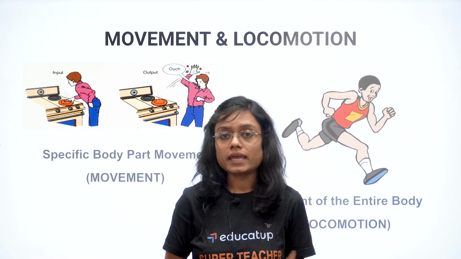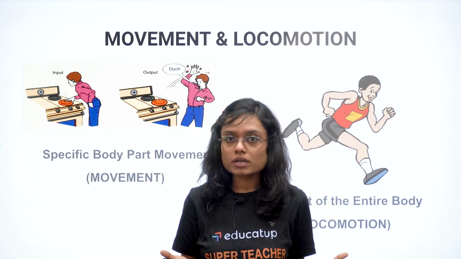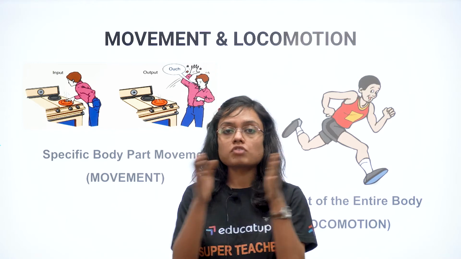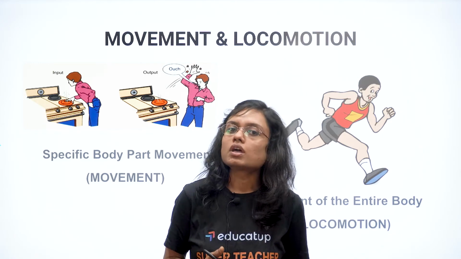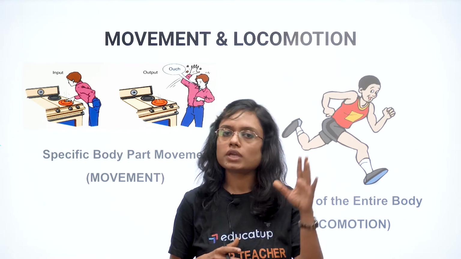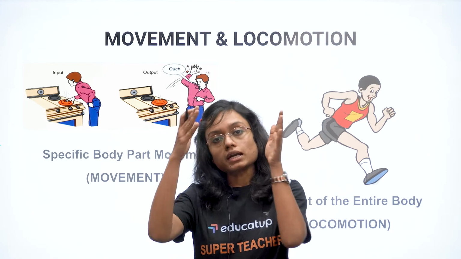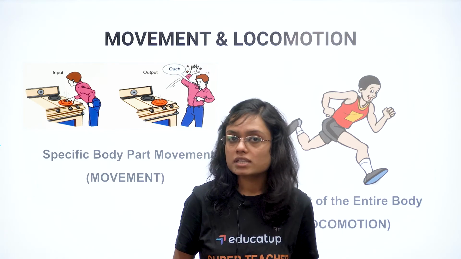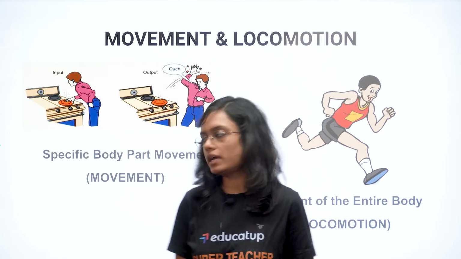And when you are running, walking, jogging, dancing, what exactly are you doing? Your complete body is moving. It's changing position from one point to another continuously. So that is locomotion. So whenever any particular part of a living organism's body moves, we call it movement. But when the complete body moves from one point to another, changes position, then it is known as locomotion. All right, now let's move ahead.